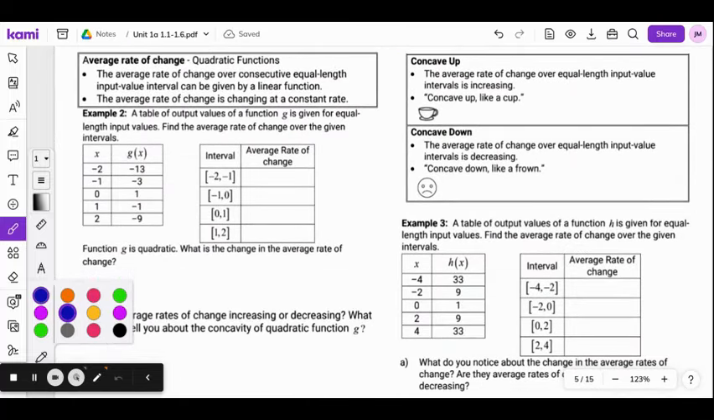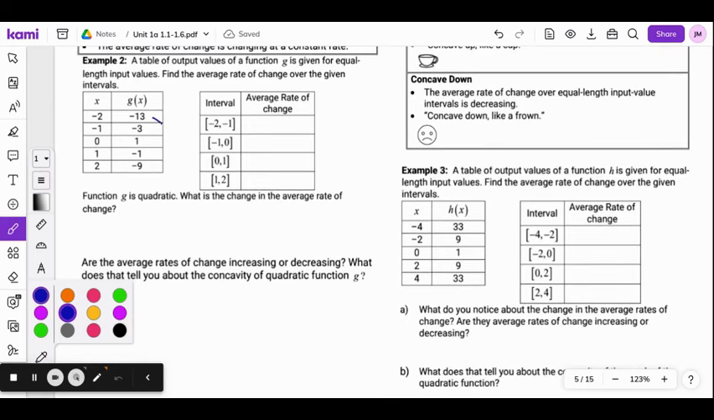Okay, let's talk about the average rate of change of quadratic functions. So linear, the change of the change is 0. Quadratic functions, a little bit different. So if I'm looking at this table of values right here, looks like I'm going up 10, up 4. Those are plus signs, by the way, if you can't read that. Up 2.